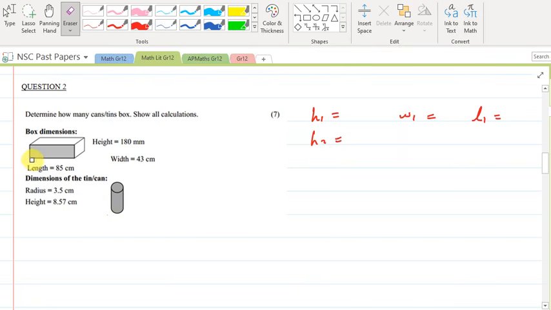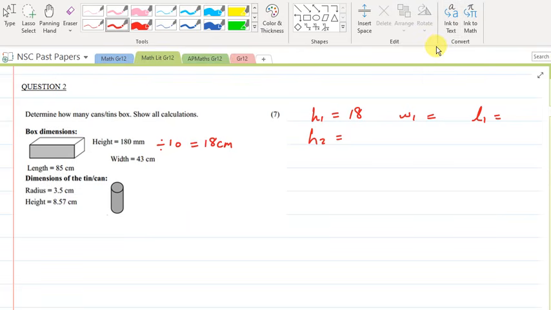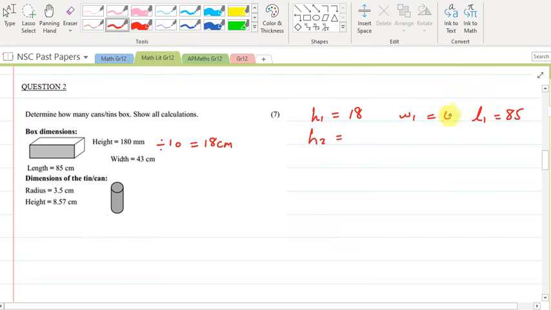What's height 1? So we got 180 millimeters, and if we divided it by 10, then we are going to get centimeters. Right, so we got 18 centimeters here for the height. The length is 85, so we can write down 85 here. The width is 43, right, perfect. The height for the cylinder or tin is 8.57, right? So we want to look at height-wise.